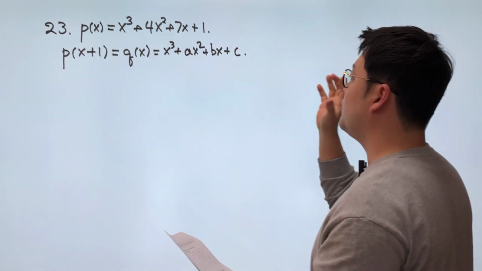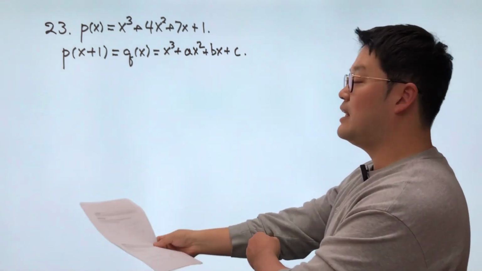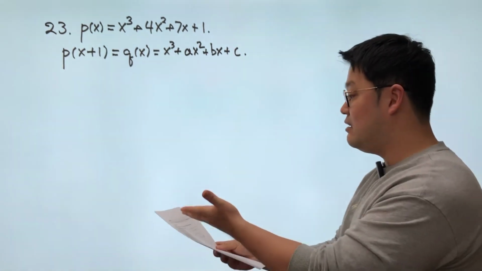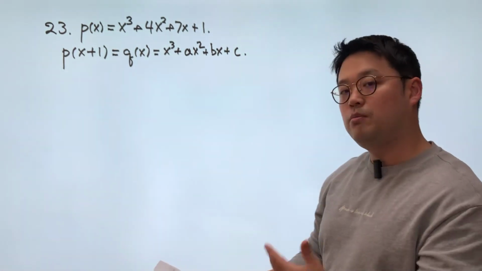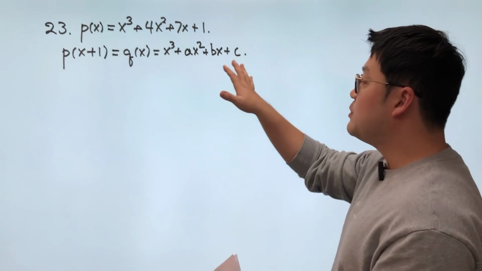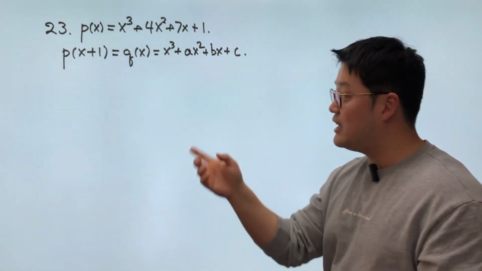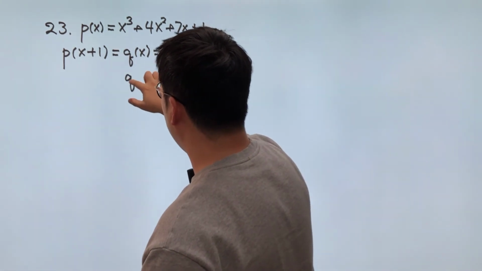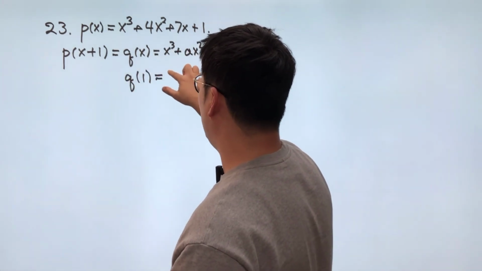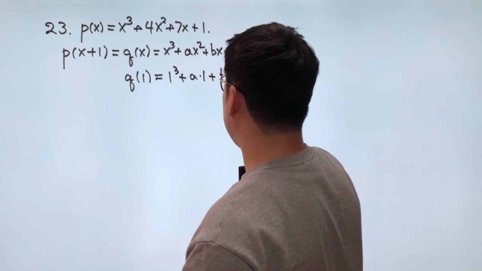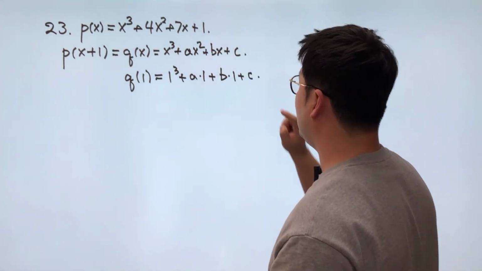Now, you should notice that this question is definitely not asking you to find the individual values of a and b and c. So probably there must be a good way to figure it out. Now, the first way is that we plug in x equals 1. So if you plug in x equals 1, q of 1 will be just 1 cubed plus a times 1 and b times 1 plus c.